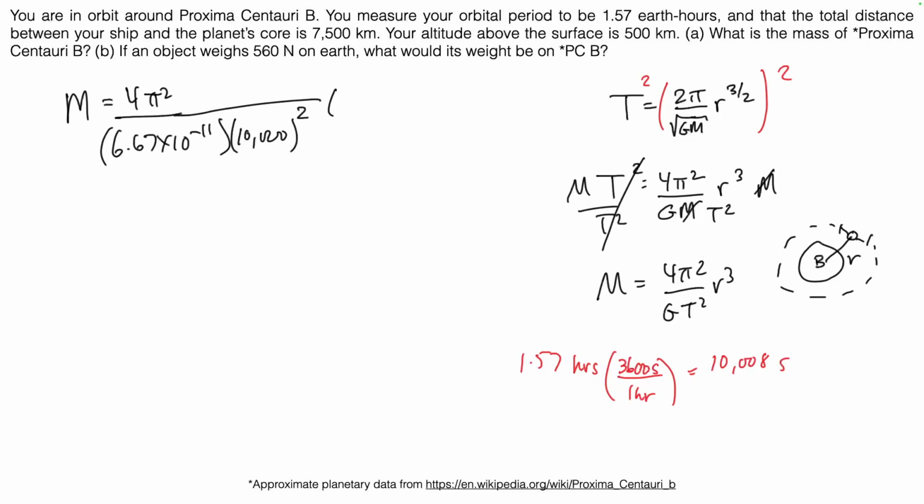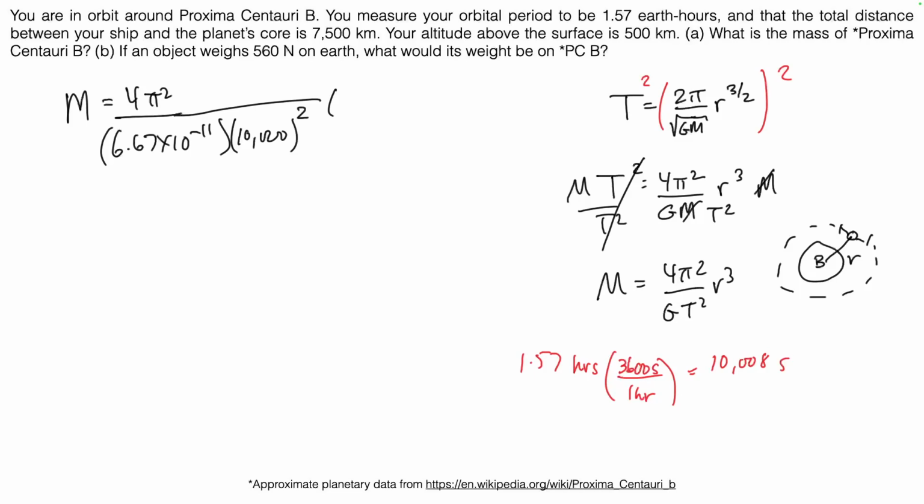Let's see, are they doing some weird thing with altitude? They did tell me my altitude above the surface, right? 500 kilometers. But they also told me the total distance between our ship and the core is 7,500. So what number are we going to put in? We're going to put in the 7,500 kilometers, right? We have to convert to meters.